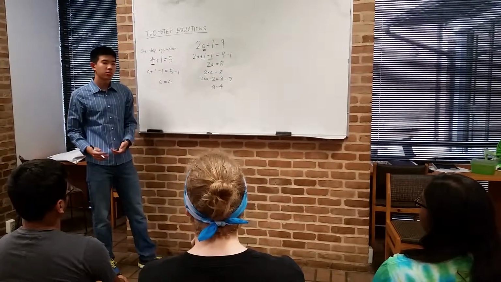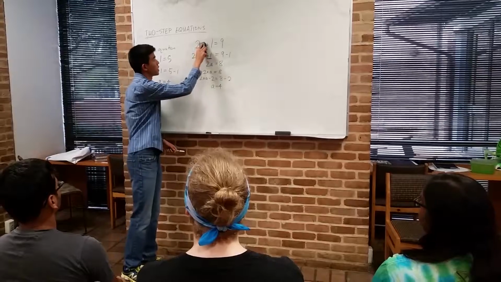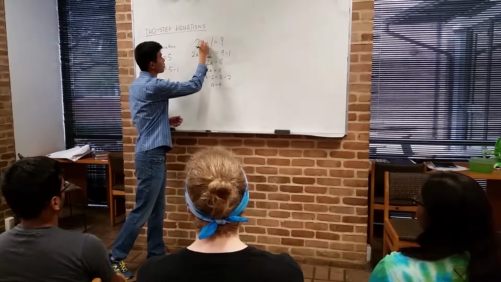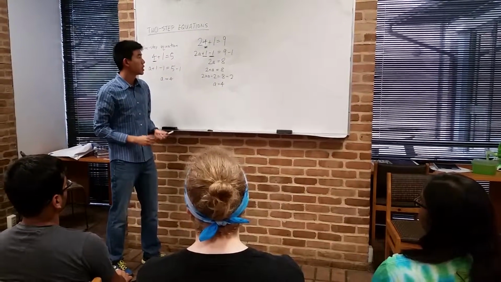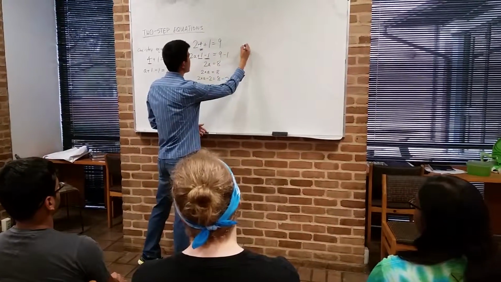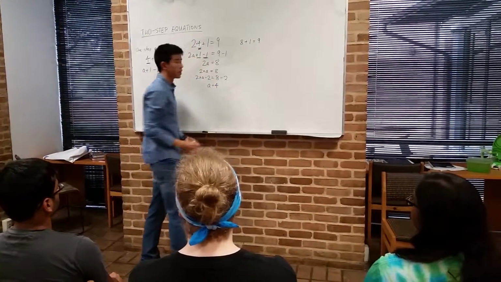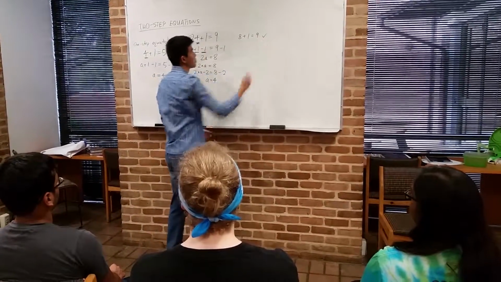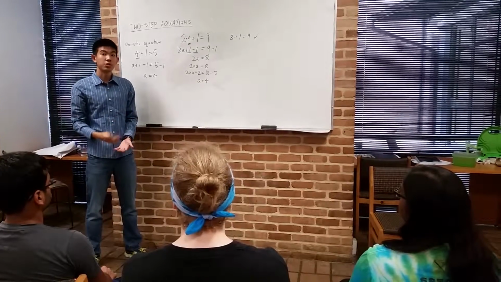And we can check that our answer is correct by, again, replacing the variable a with our solution. 2 times 4 equals 8. So we know that this is the same thing as 8 plus 1 equals 9. And of course, 8 plus 1 does equal 9. So this is correct.